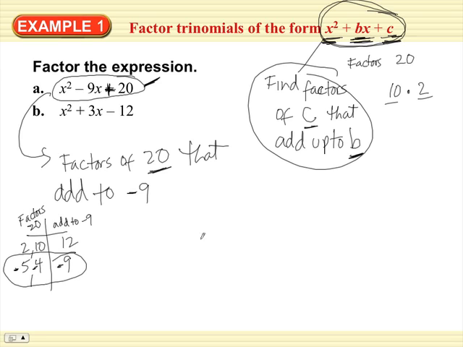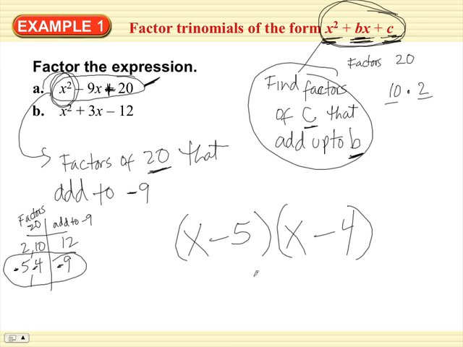So here's what I do. I set up a shell here. Since it's x squared, I'm just going to do this: x times x gives me x squared. Since it's negative 5 and negative 4, all I do is this: negative 5, negative 4. That's it. That's all. Now this one was the first one. They'll get harder. Don't worry.